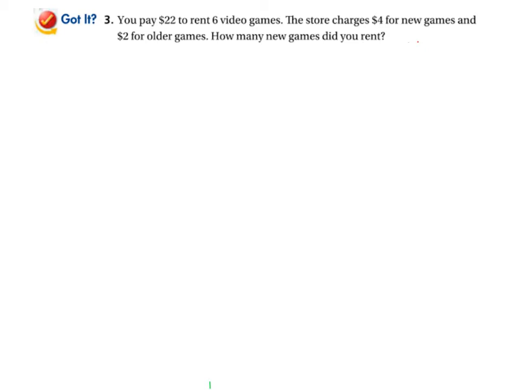Okay, here's your got it problem. You pay $22 to rent 6 video games. The store charges $4 for new games and $2 for older games. How many new games did you rent? You'll need to start by defining the variables. Let X equal whatever it stands for, and let Y equal whatever it stands for. And then you will write the equations that represent this situation, and then find out what the variables are equal to. Good luck. This is a challenging one. Try it and then start the video back up and you will see your solution here.